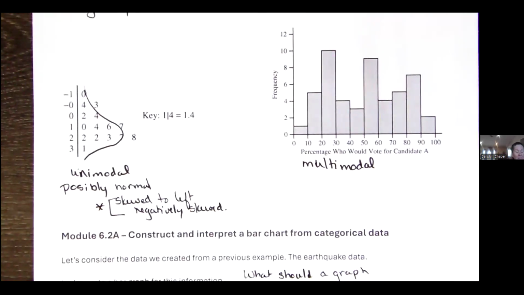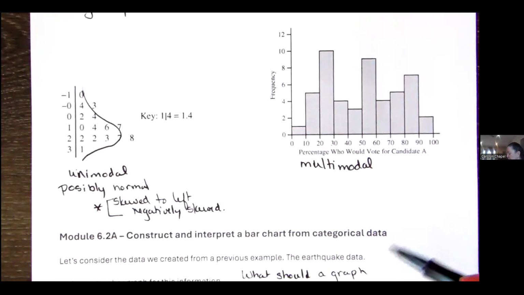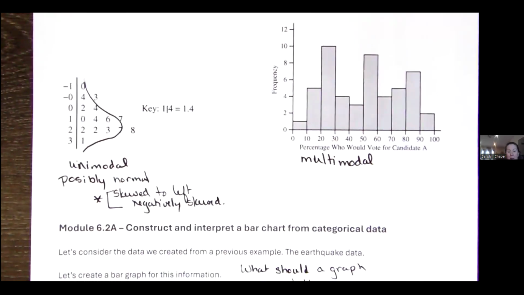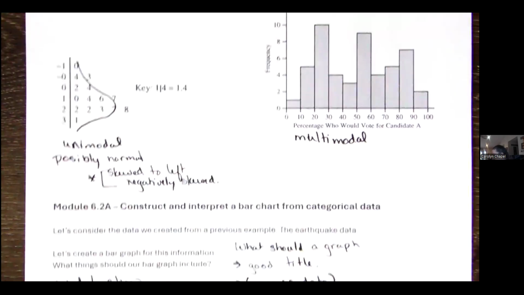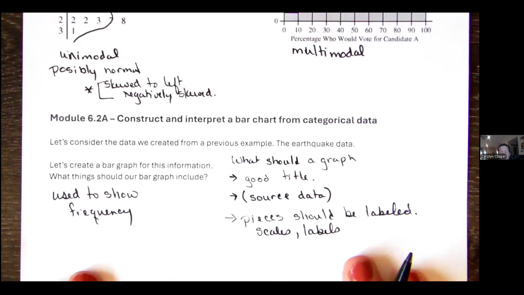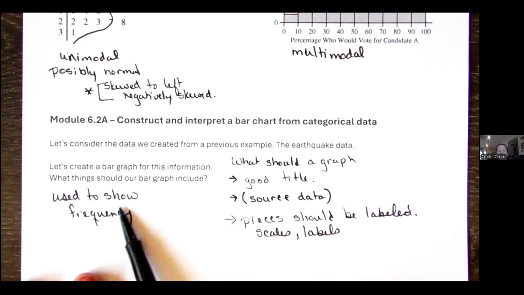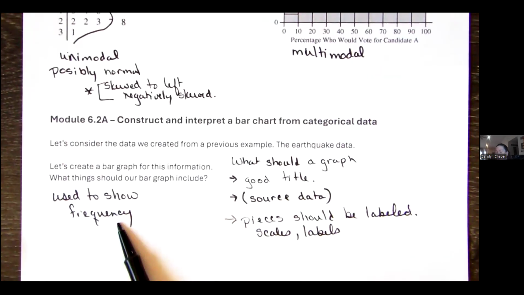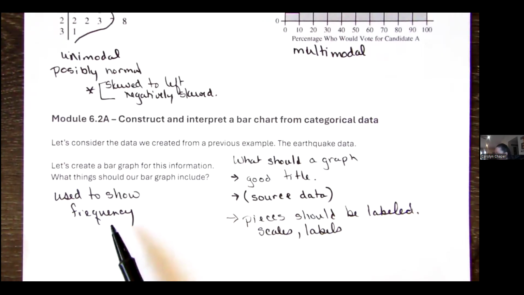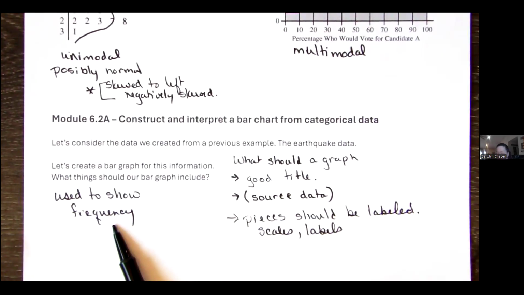We're now going to look at more specific graphs, like how to construct them. So the first thing that we're going to look at is a bar graph. And when we're looking at a bar graph, I'm going to show you how to draw one in Google Sheets, which is very similar to Excel. I don't have Excel on this particular computer, so that's why I'm going to be using Google Sheets. But a bar graph is used to show frequency. So when we're trying to show how many in a certain category, we tend to use a bar graph.